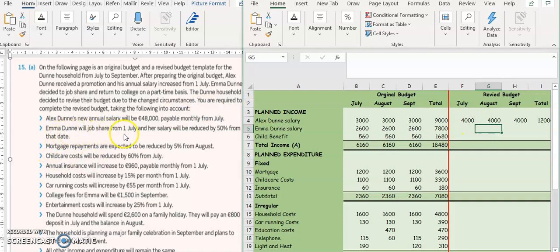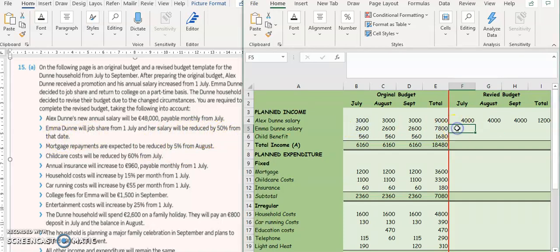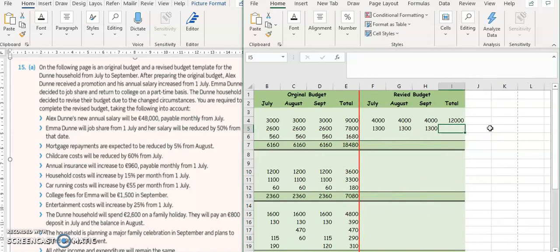Emma will job share from the 1st of July and her salary will be reduced by 50% from that date. So Emma's salary is 2,600. That's how much she's going to receive from our original budget. Now, to revise, she's only going to receive 50%. So you're going to take 2,600 in your calculator and multiply that by 0.5, and now she's going to get 1,300. So half of 2,600 is now 1,300. So for each month now, she's going to receive 1,300. She's not going to receive the 2,600.